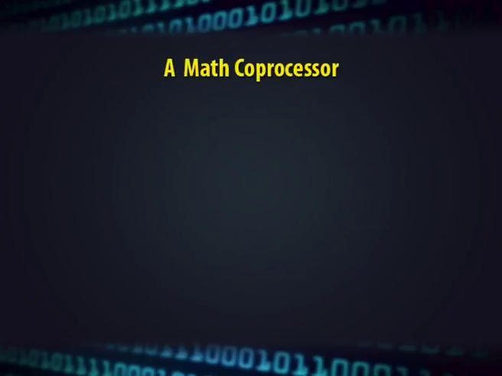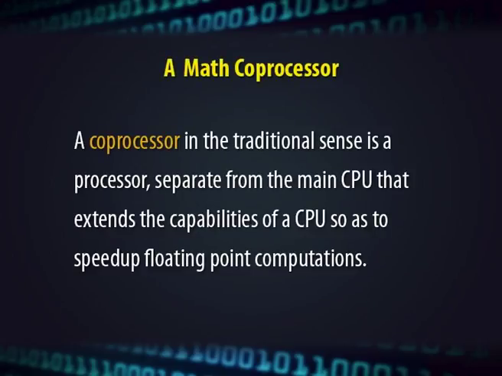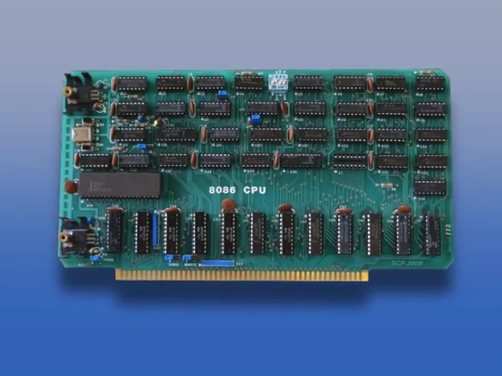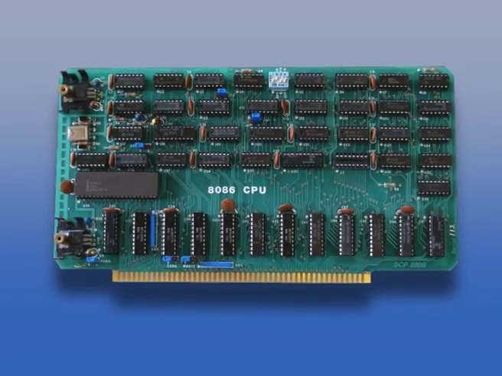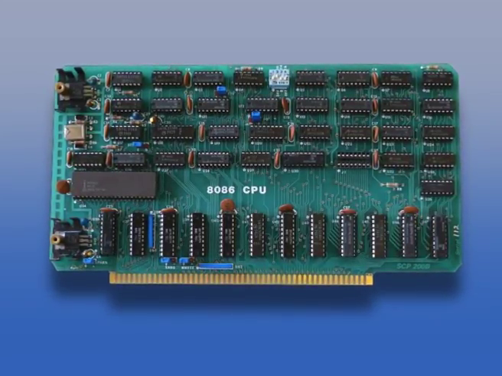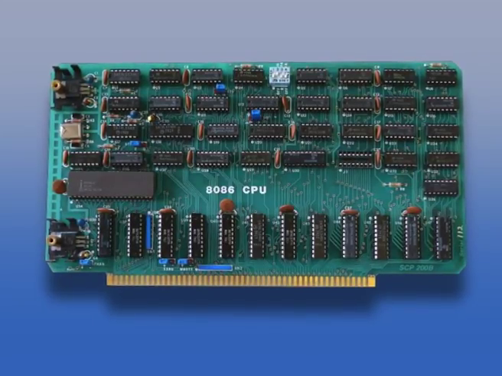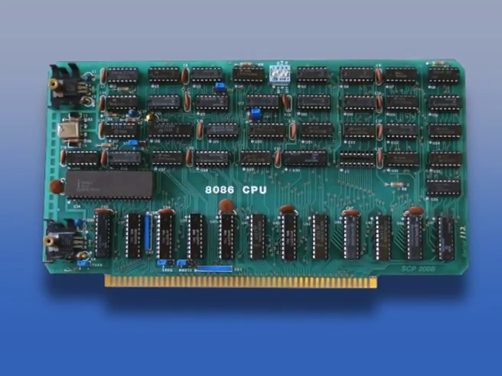So, starting with the coprocessor definition, a coprocessor in the traditional sense is a processor separate from the main CPU that extends the capability of the CPU so as to speed up floating point computations. This means that from the program's and the programmer's point of view, the CPU and coprocessor together look like a single unified machine. The 80x86 CPUs, with the exception of the 80486, which has a built-in floating point unit, can only handle 8, 16 or 32-bit integers as their basic data types.